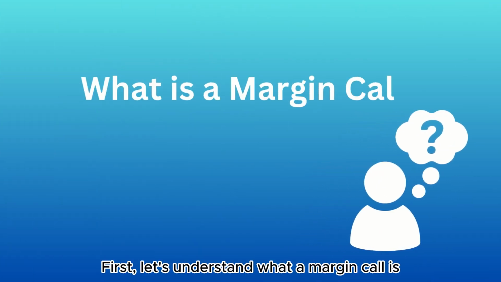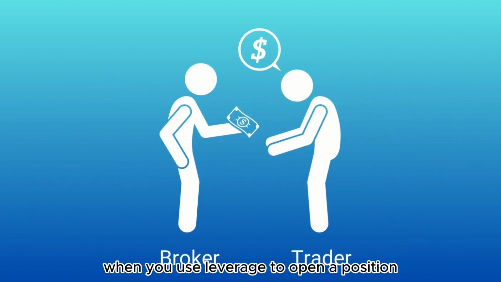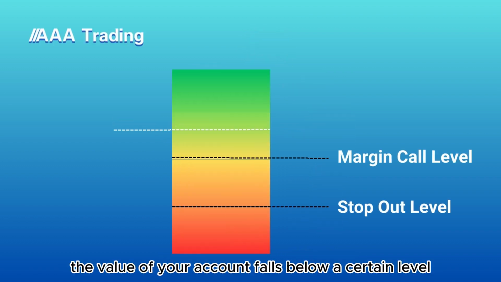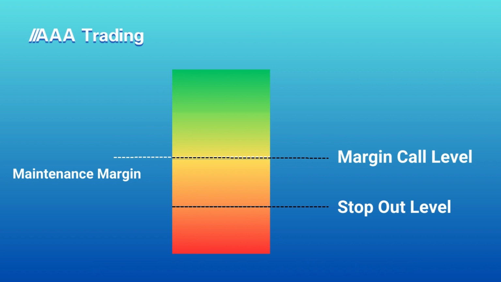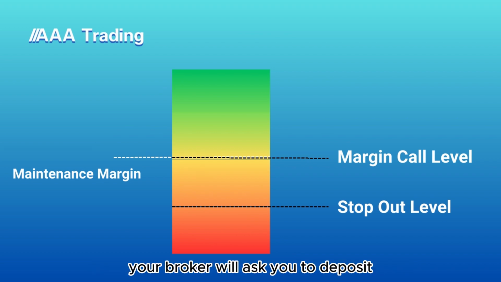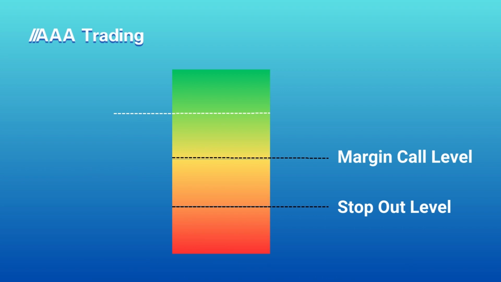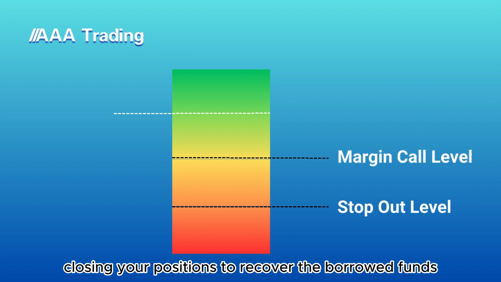First, let's understand what a margin call is. In margin trading, when you use leverage to open a position, you're essentially borrowing money from your broker. A margin call occurs when the value of your account falls below a certain level, specified as the broker's maintenance margin. When this happens, your broker will ask you to deposit additional funds into your account to bring it back above the maintenance margin. Failure to do so can result in the broker closing your positions to recover the borrowed funds.